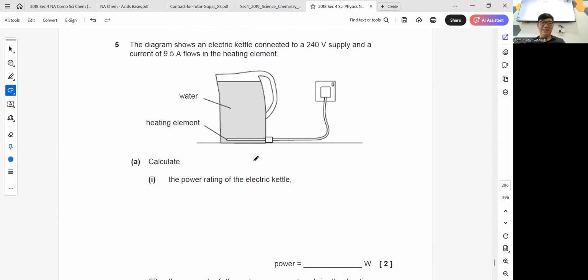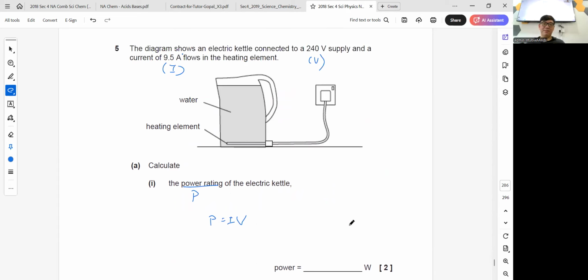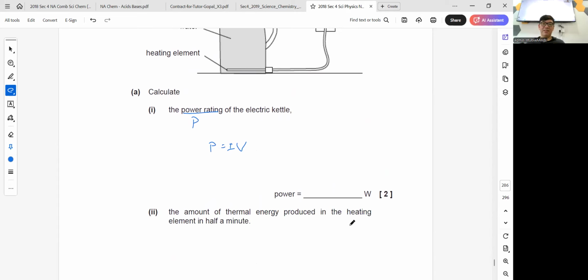Okay, what formula do you use for this? V times A equals P. This is what symbol? I. This is what symbol? V. So this is P, so P equals IV. You said P equals IV. Yeah, that's what I said.